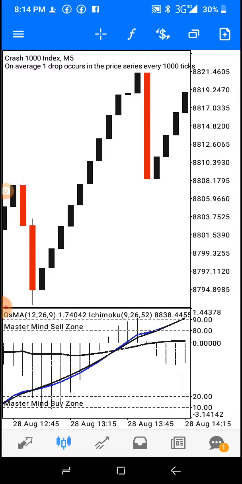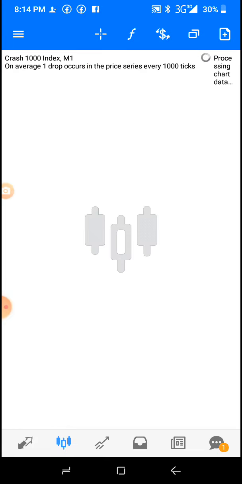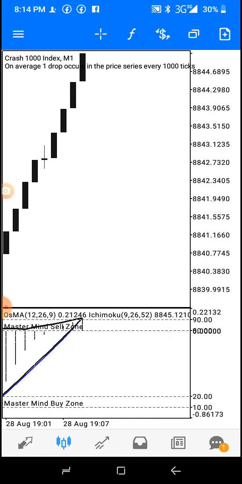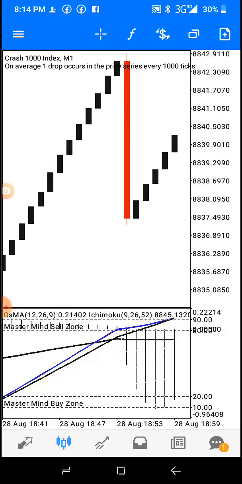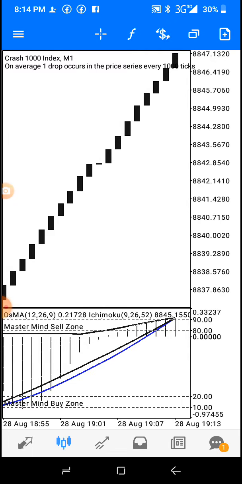I use majorly technical analysis because I love to hold my trades for a long time. So for this strategy, we are going to be using the 1 minute time frame to trade against the trend. So let's say we want to be buying. For crash, we'll be looking for buying opportunities, and then for boom, we'll be looking for selling opportunities.